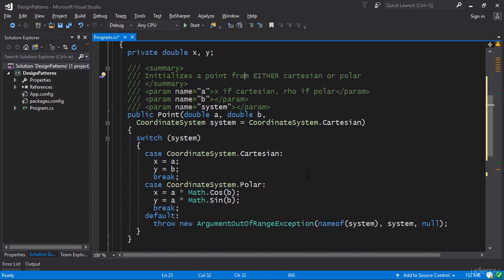So this is the kind of problem, this is the precise problem which factories actually solve for us. So that's what we're going to take a look at next.